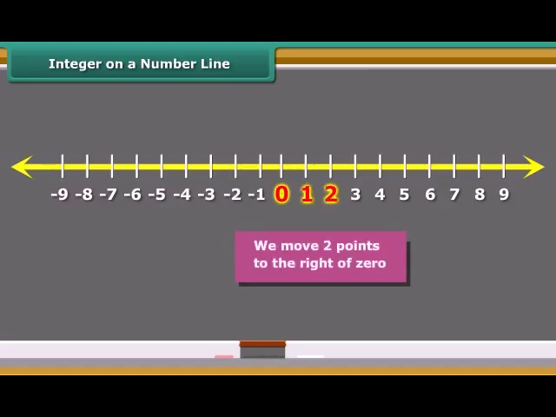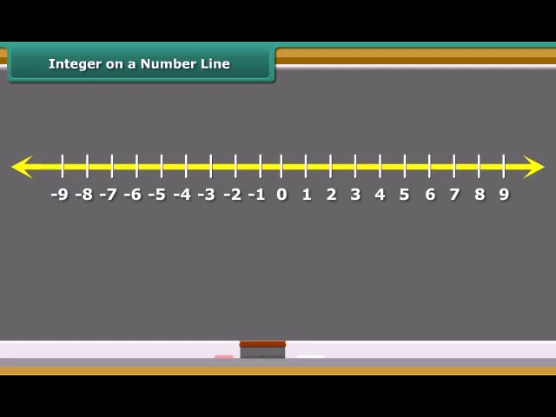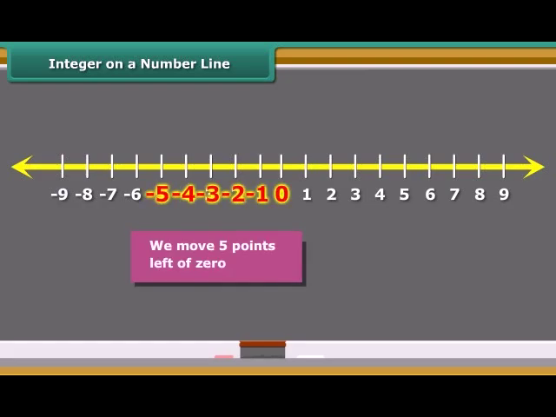Here, to mark +2 on the number line, we move 2 points to the right of 0. Similarly, to represent -5, we move 5 points left of 0.